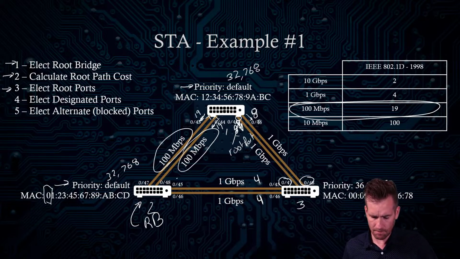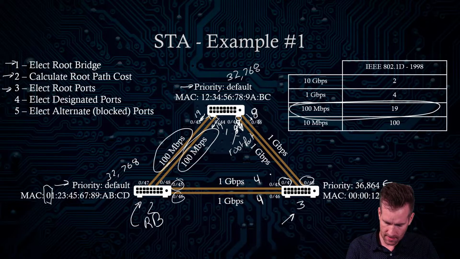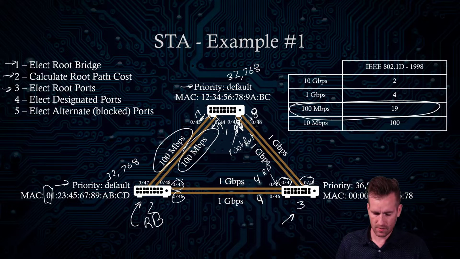And we do the same process on switch 3. So switch 3, we can see that this is 45 right here versus 46. So the root port is going to be 045 on switch 3. So there we have it. Okay, so now we figured out the root ports.